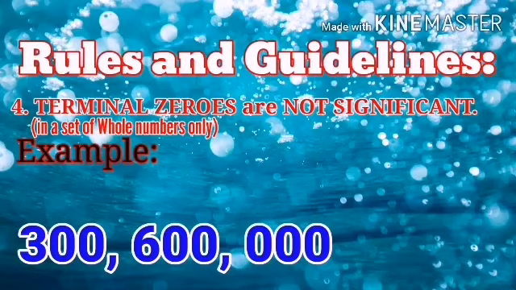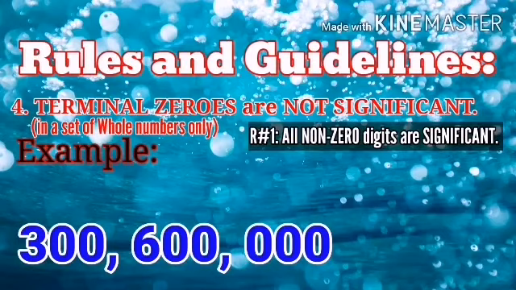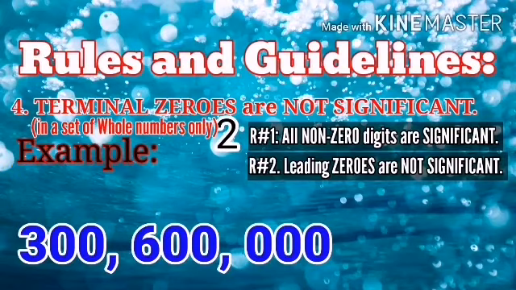Again, rule number 1, all non-zero digits are significant. Saan dito ang non-zero digits? Ilan ang non-zero digits na given sa ating whole numbers? We have 3 and 6. Therefore, we have 2 significant figures from rule number 1. Rule number 2, leading zeros are not significant. Do we have leading zeros here? Of course, we don't have dahil ang given natin ay whole numbers. So, gagawin natin, cross out natin si rule number 2.